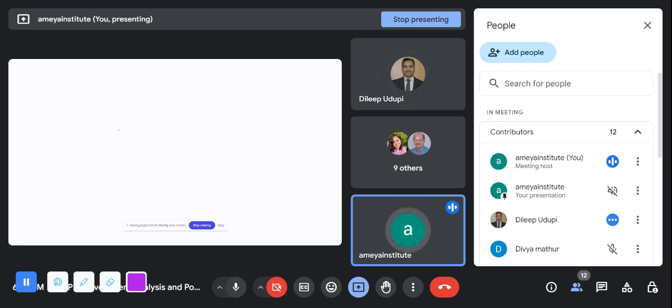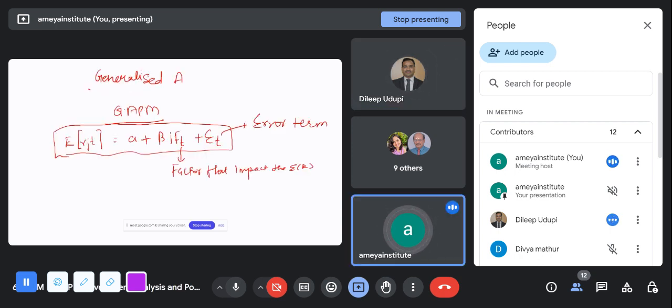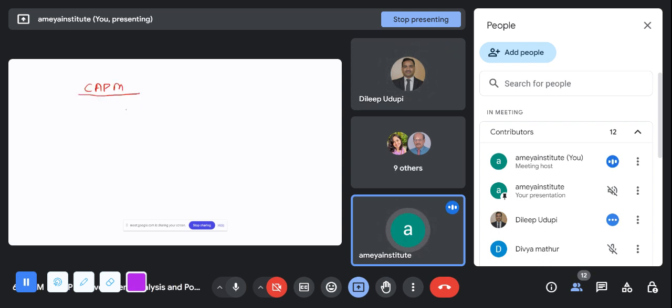Now let's discuss the concept from this generalized equation model. We have a model called the CAPM model. Before discussing CAPM, we should know what the generalized asset pricing model is, because CAPM is the capital asset pricing model. Once we discuss the generalized one, we can go to the next. Now, what is this concept of CAPM? We will discuss it here.